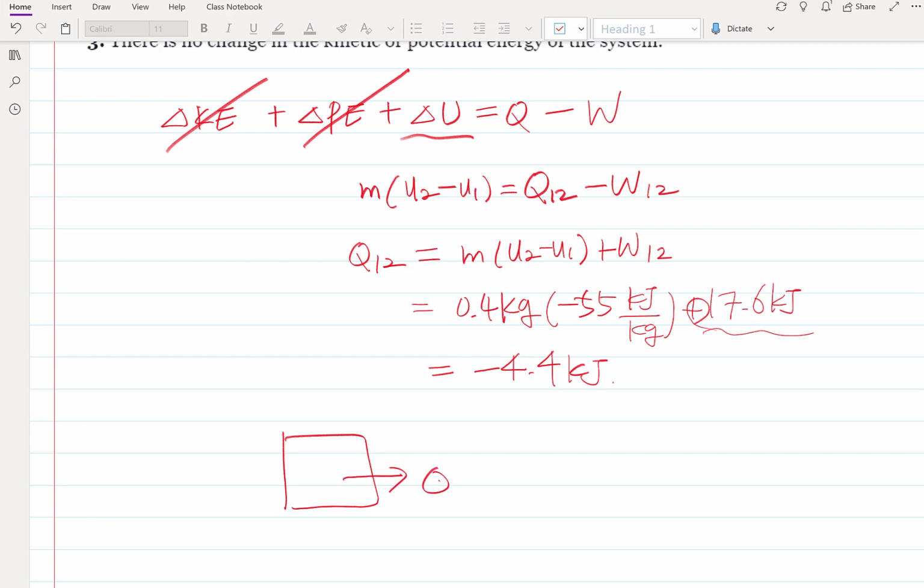So Q, heat is transferred from the system to its surroundings. Also, work is done by the system.